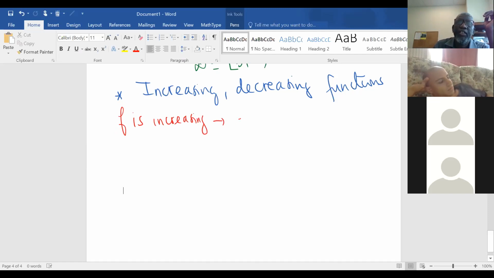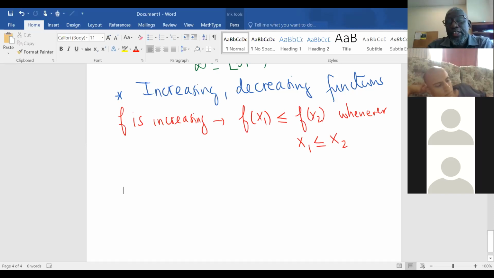If you have two inputs, f of X1 is less than f of X2 whenever X1 is less than X2, right? You see, the increasing function respects the order. If you increase the input, the output increases. If you decrease the input, the output decreases, right?